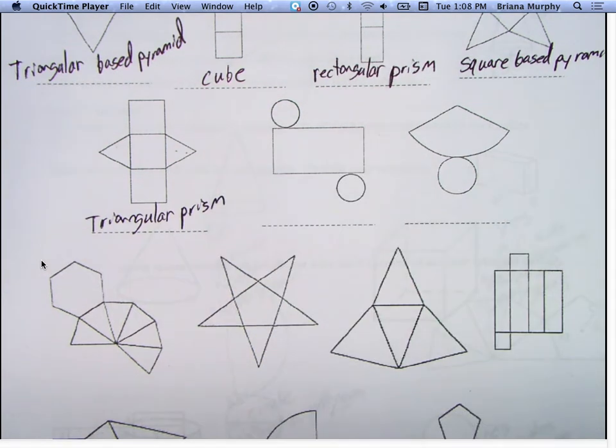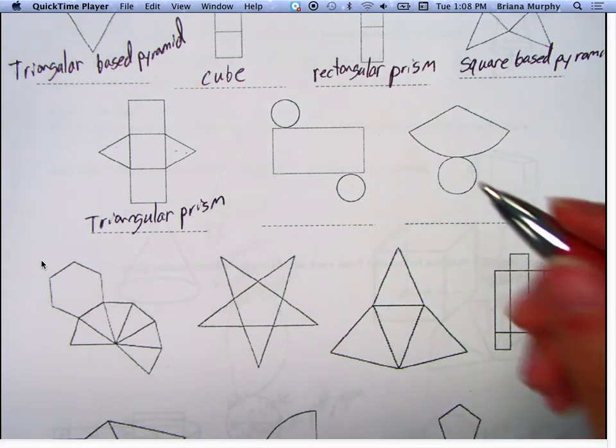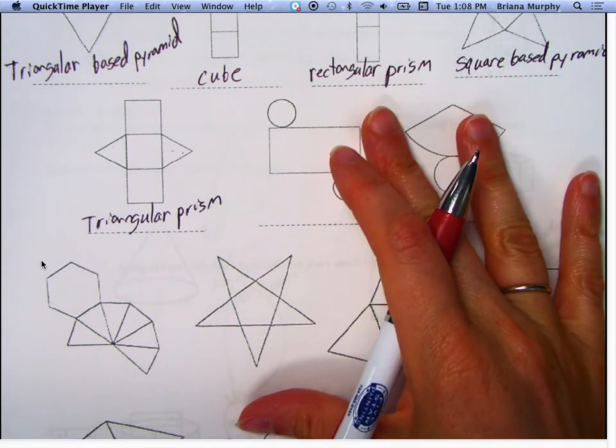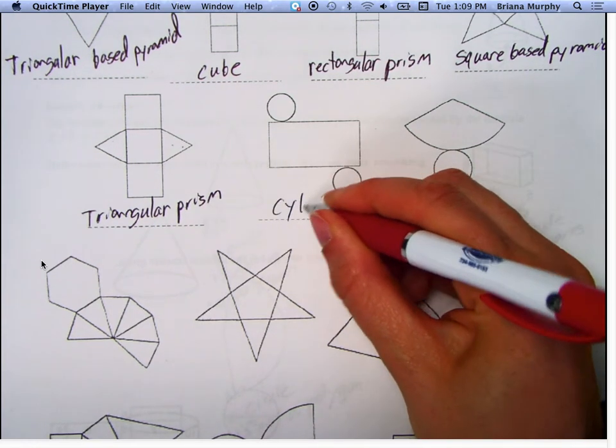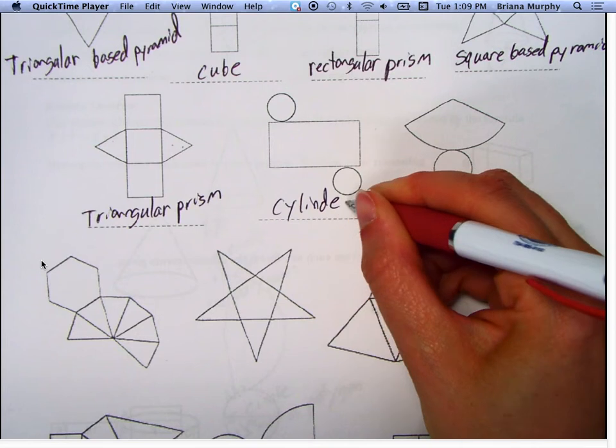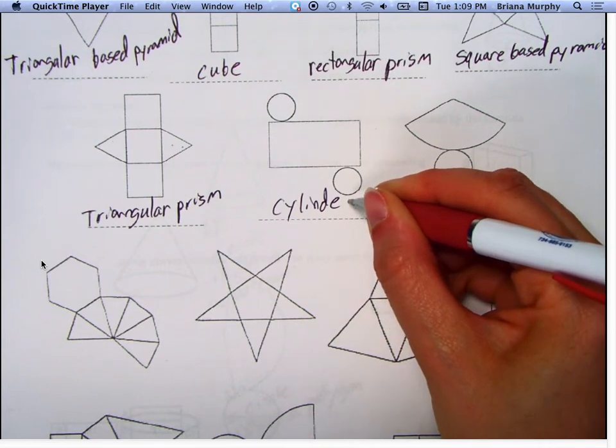Mr. Van Horst, am I spelling them correctly? Okay. It's all right. It's a cylinder. It is a cylinder. Imagine those circles at the top. Cylinder, E-R or A-R?